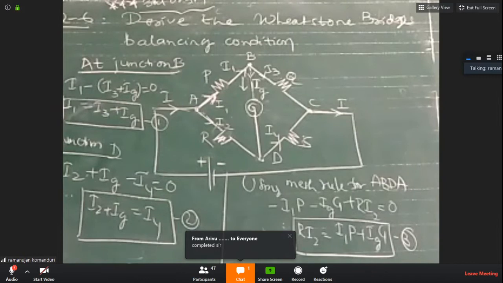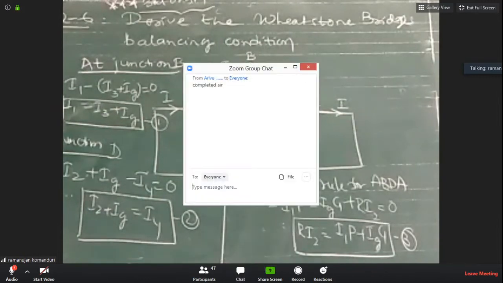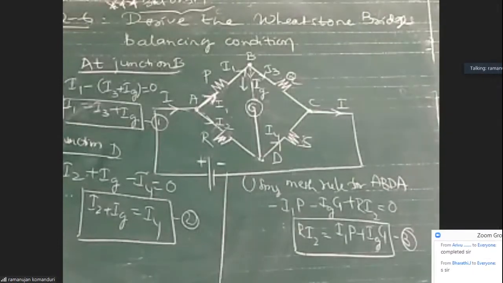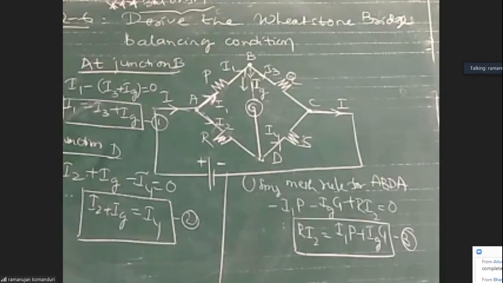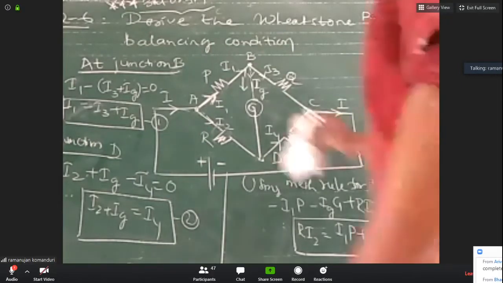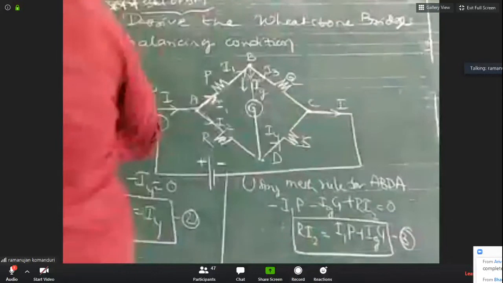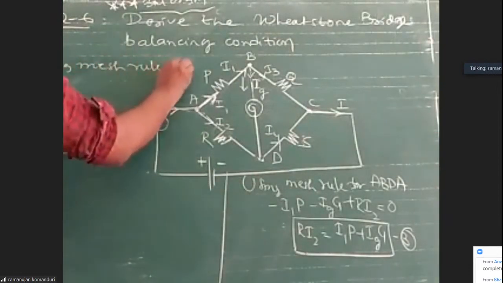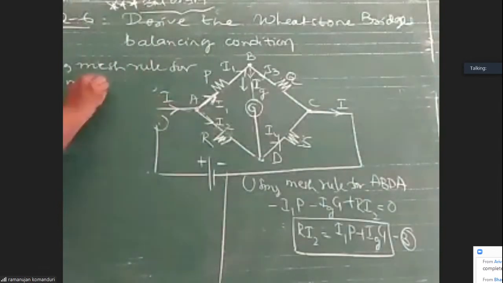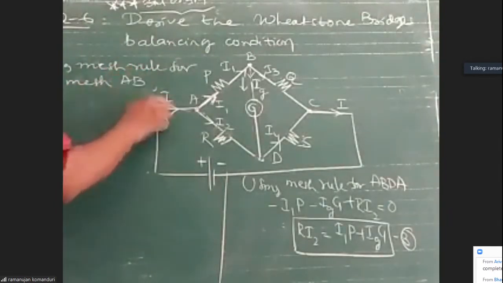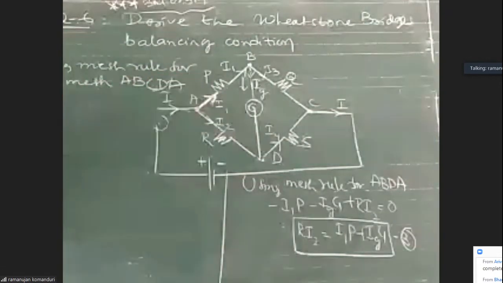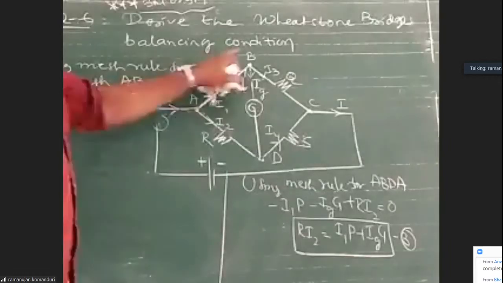Yes. So I think still we have got 2 or 3 minutes of time. Let us write the next point also. Write down. Using mesh rule for the mesh A B C D A. We are using it for the total mesh A B C D A.